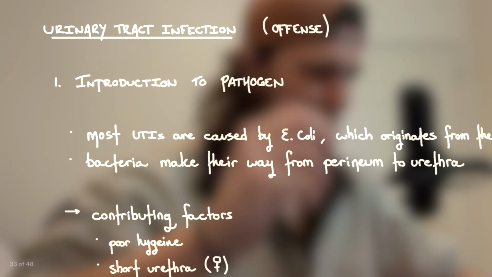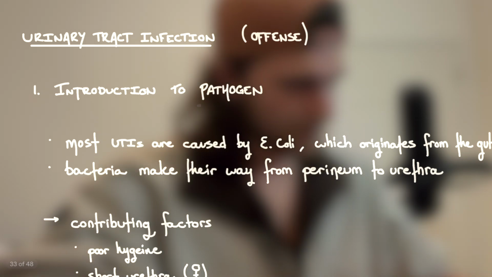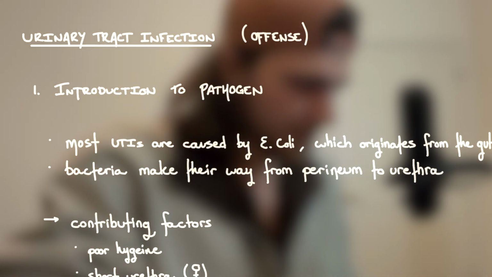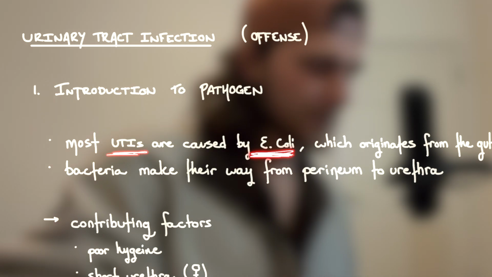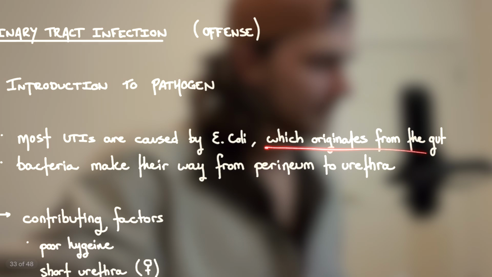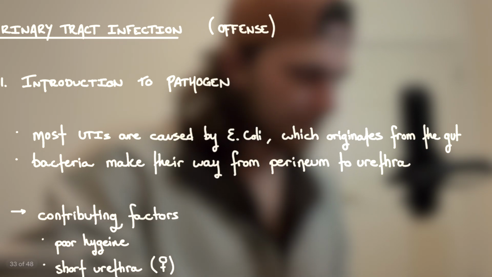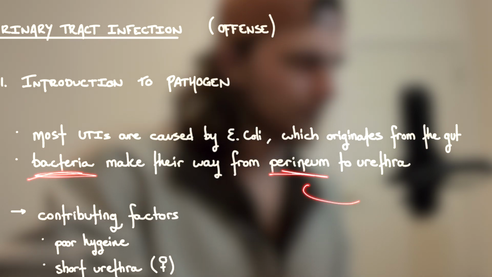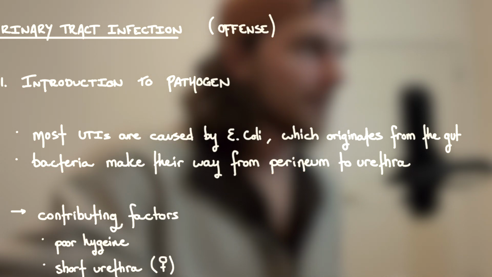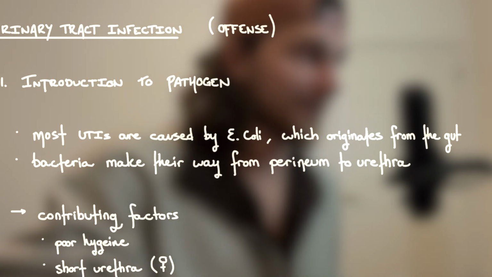All right, so allow me to introduce you to the pathogen here. Our pathogen is E. coli. Most UTIs are caused by E. coli. This is a bacteria that originates from the gut. Bacteria make their way from the perineum to the urethra. So basically these bacteria are bridging the gap from anus to genitalia.